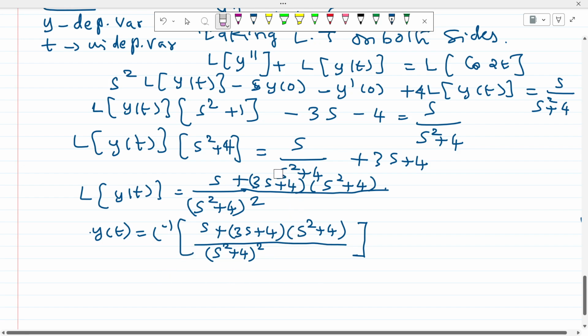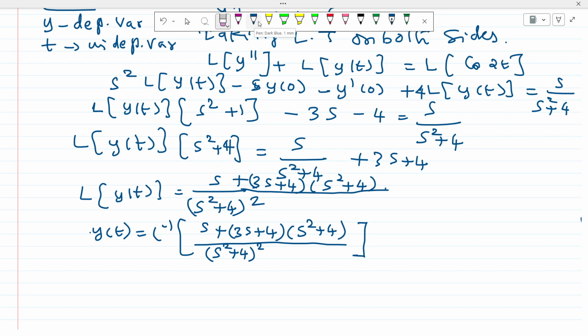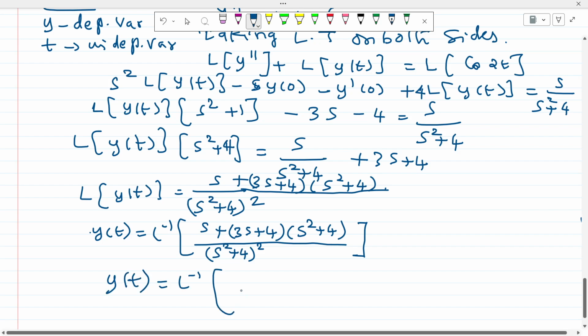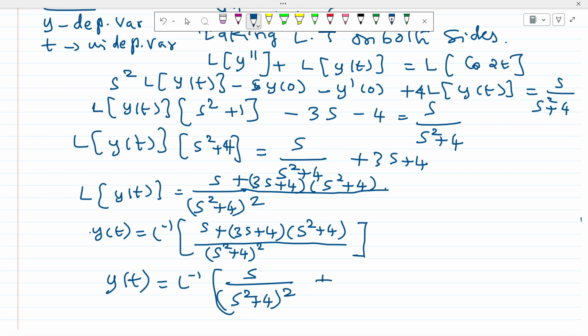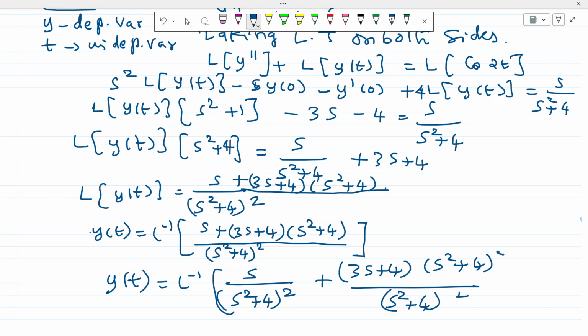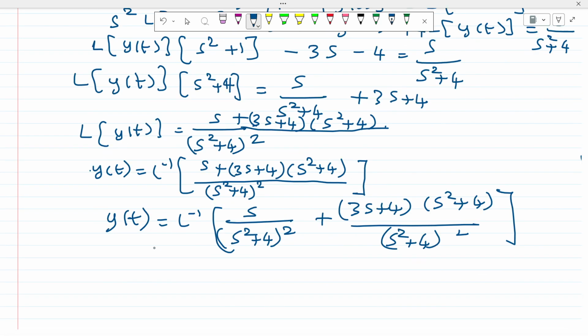Okay. Now s plus 3s plus 4. Okay. So this can be written as y of t equal to L inverse of s by s square plus 4 whole square plus 3s plus 4 into s square plus 4 divided by s square plus 4 whole square. Okay. Then directly we can solve here.